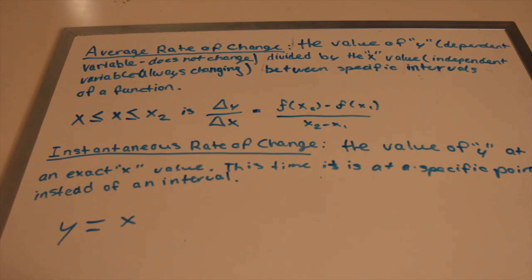The second one is called instantaneous rate of change, which is the value of y at an exact x value. This time it is at a specific point instead of an interval. So we're trying to find the slope at a specific point instead of an interval. For example, you'd have to find the instantaneous rate of change for 2. That means you only use that point 2.